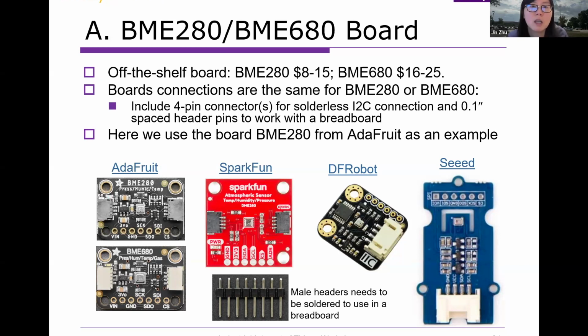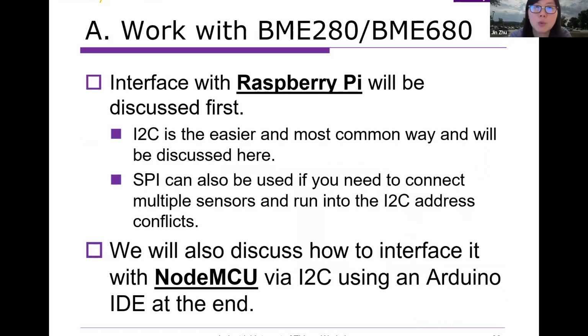So you can look at the datasheet, and typically the board will provide one default address, and you can make a slight change to the board. For example, if you change the default connection of the SDO on this Adafruit board, then it will change the address from 0x77 to 0x76. So we will first look at working with this BME 280 on the Raspberry Pi, and then at the end we will also talk about the NodeMCU to interface with the BME 280.